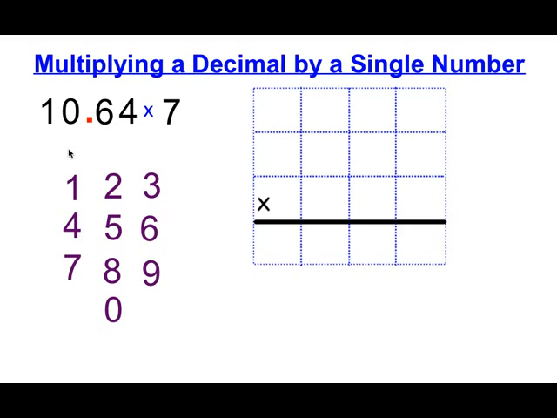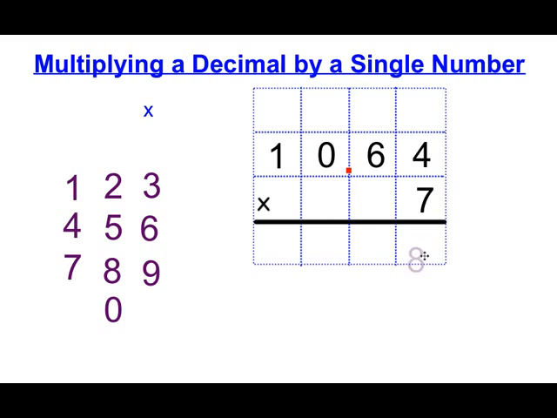10 and 64 hundredths times 7. My whole number is a 7, so it's going to go on the second line. Starting on the top line on the far right, I fill in my values. 4, 6, don't forget my decimal, 0, and 1. I treat this just like a normal math problem. Starting on the far right, 4 times 7 is 28. I write my 8 and I carry my 2.